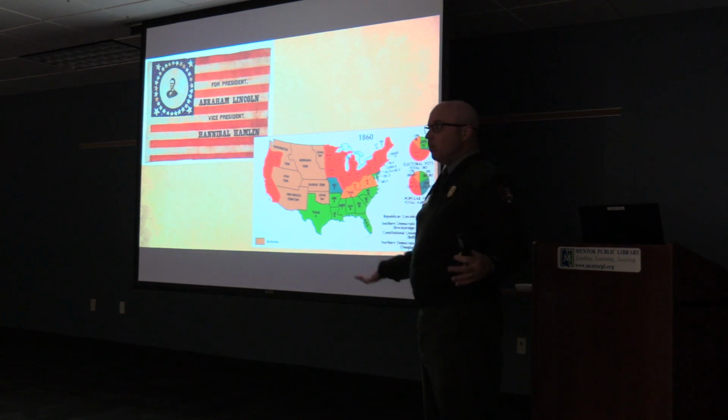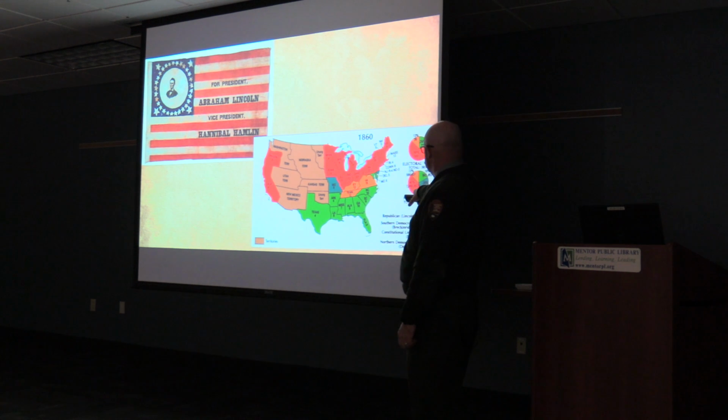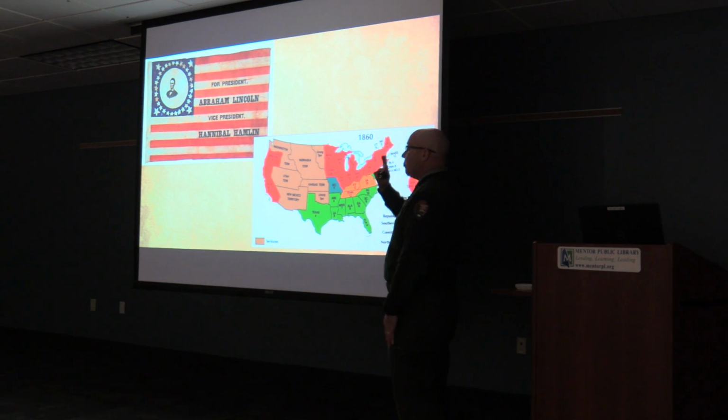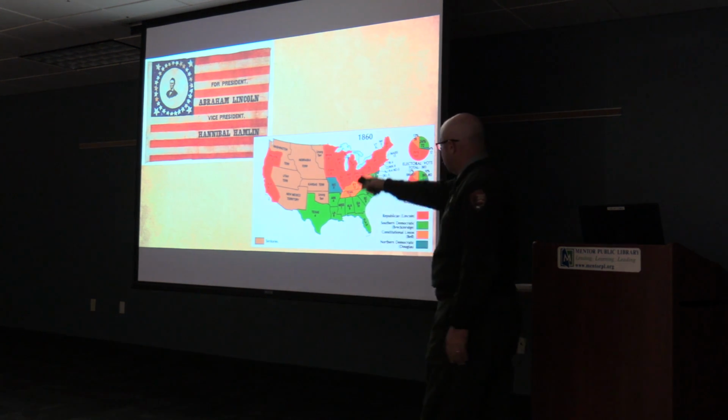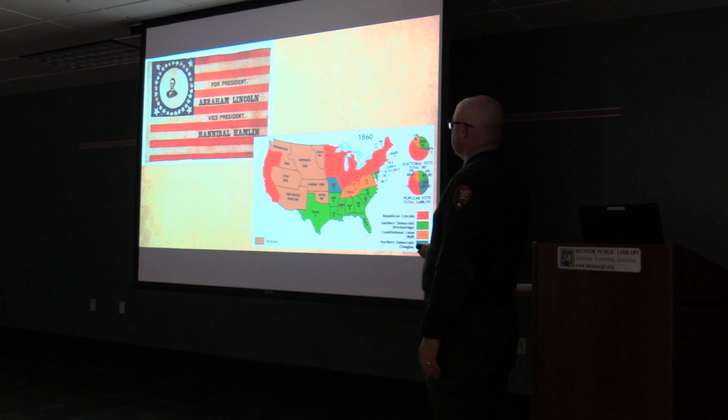So obviously Lincoln wins the presidency because he wins the Electoral College. He wins 40% of the popular vote, but he wins 59% of the electoral vote. So this is the election of 1860 right here that made Abraham Lincoln the 16th president of the United States.